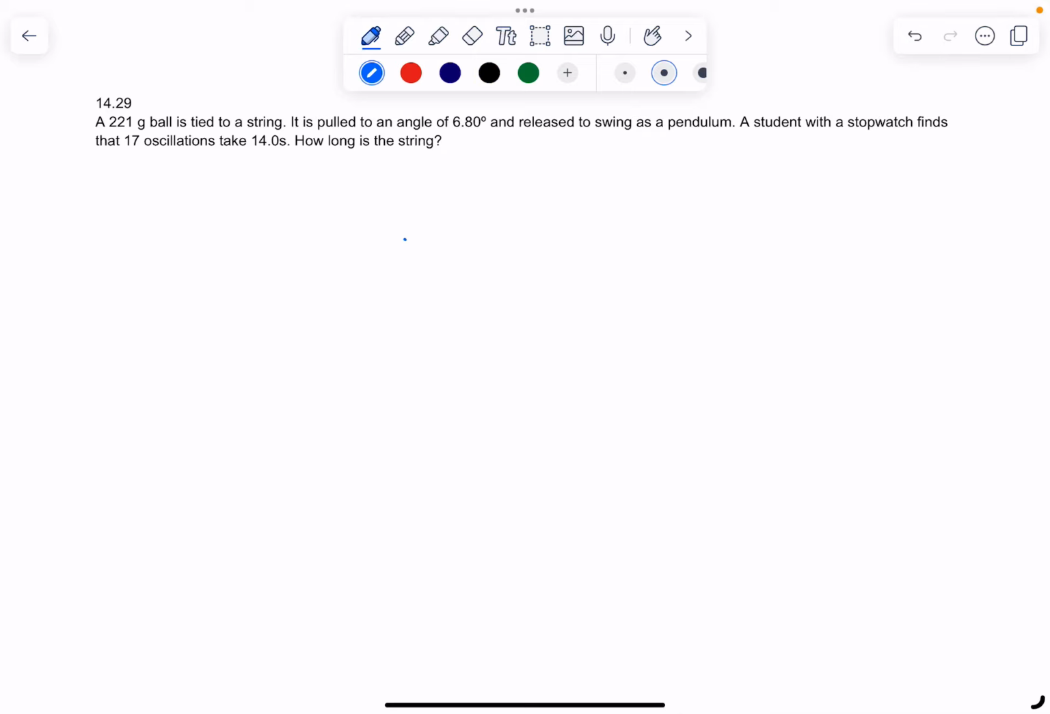All right, guys. Hey, we've got this 221 gram ball, et cetera, et cetera. The first thing, we've got some angles. We got all kinds of information. The first thing I did to solve this problem is I wanted to find the period.